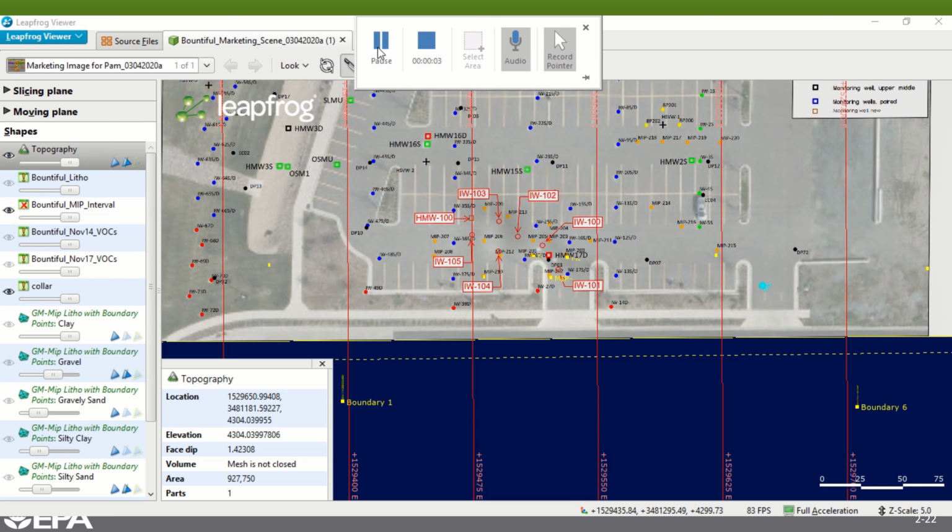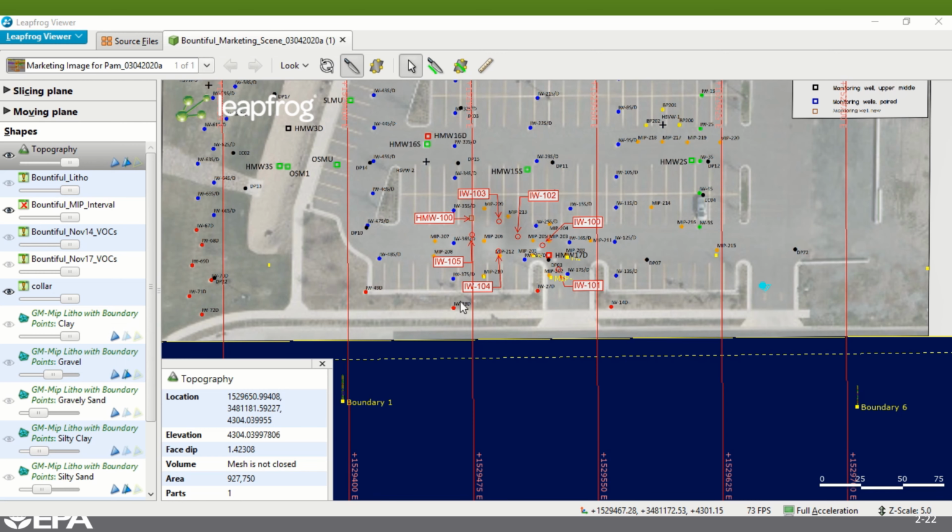So here we have a visualization of the Bountiful OU1 source area. You can see HMW17D and some of the familiar names of some of the wells in the source area. And this visualization is depicting a lot of the membrane interface probe data from 2014, and it's using the Leapfrog visualization platform. And I'd like to thank Thomas Cook, who develops a lot of these visualizations for CDM Smith, to assist with their interpretation of data and development of conceptual site models. So thanks to Thomas Cook.